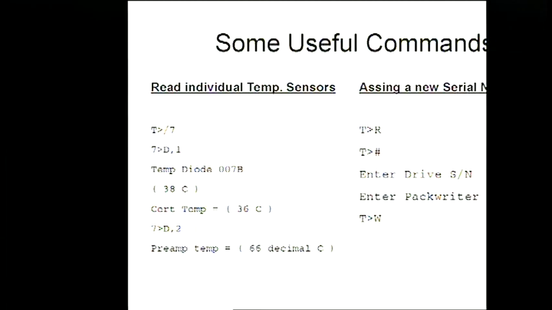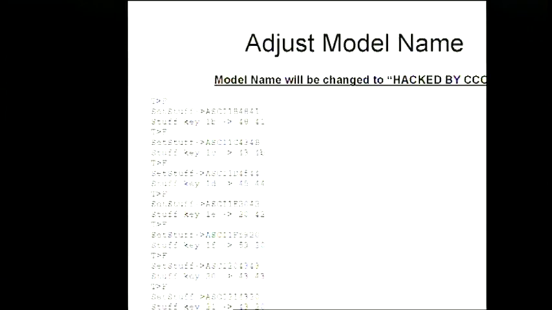Well, some commands. You can, for instance, read some temperatures out of the drive. You can enter a new serial number. On my slide, actually, it says Melissa on the right. Anyway, that's how I did the hack by CCC model name. I changed the corresponding parameters in the system sector, so that the drive will report this model name.